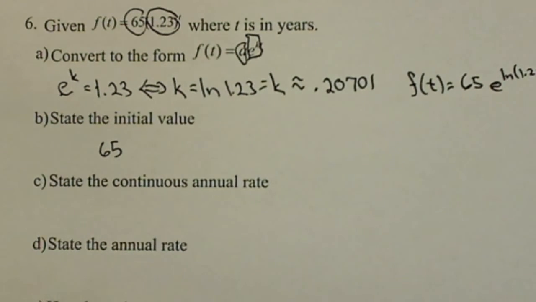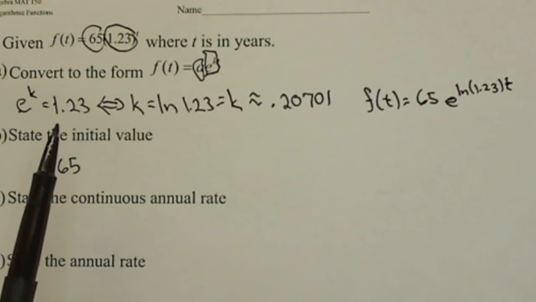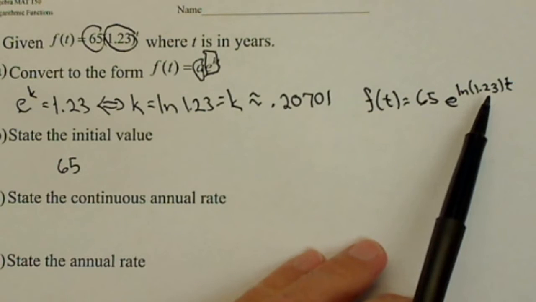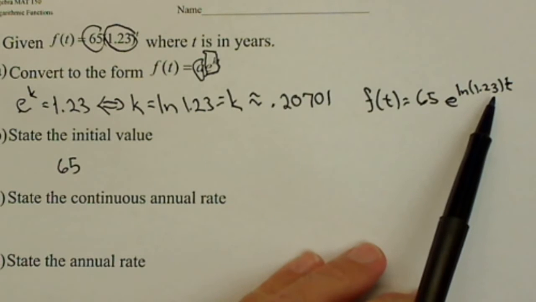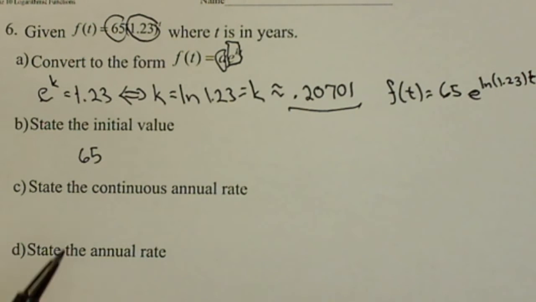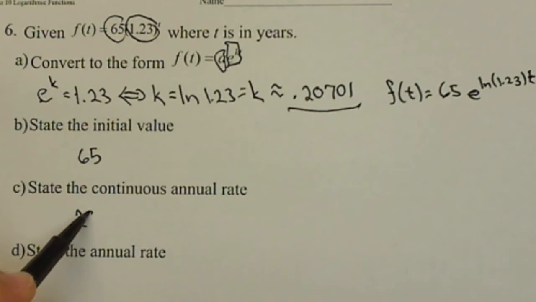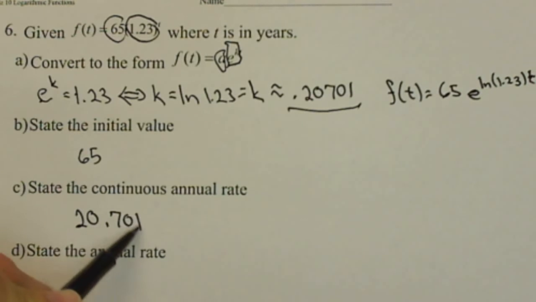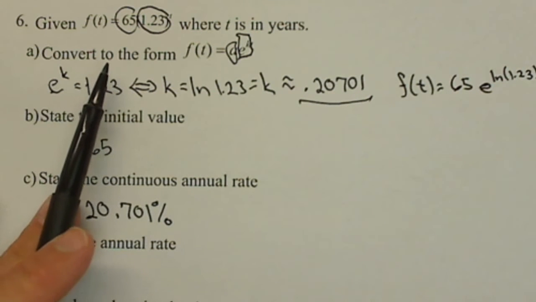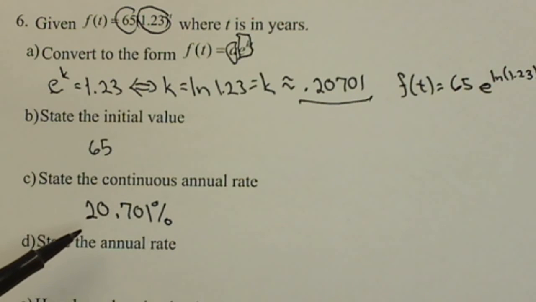We've already got the initial value. The continuous rate. We have 2 forms here. This one is more like our annual form, and this is our continuous form, the ln of 1.23. So our continuous rate is going to come from right here. We just need to turn that into a percent. So it's 20.701% is our continuous rate. A little bit lower than what our annual rate is going to be, which makes sense when it's increasing.